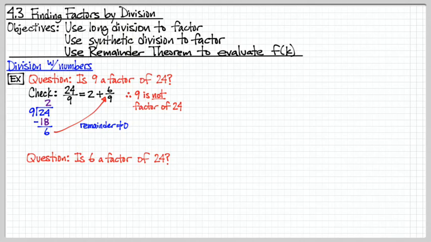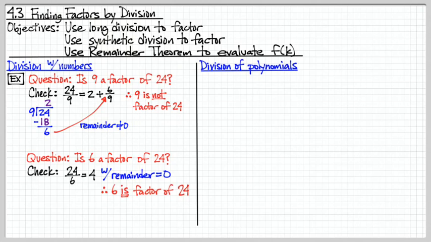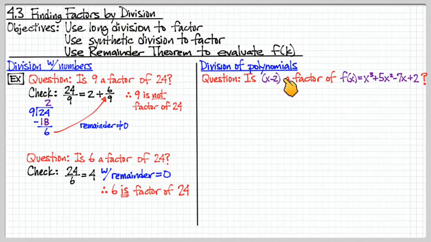Is 6 a factor of 24? Yes, it is. 24 divided by 6 is 4. The remainder is 0. That's the key thing. Therefore, 6 is a factor of 24. Same thing with polynomials. This word factor is used in the same kind of way.